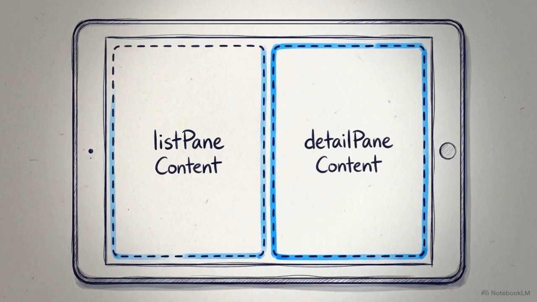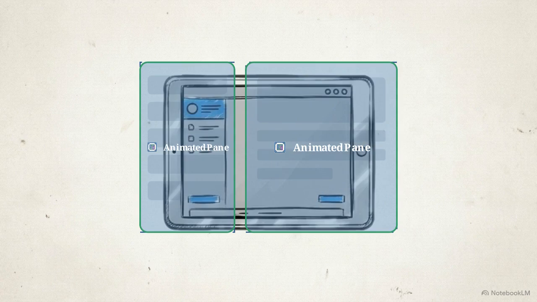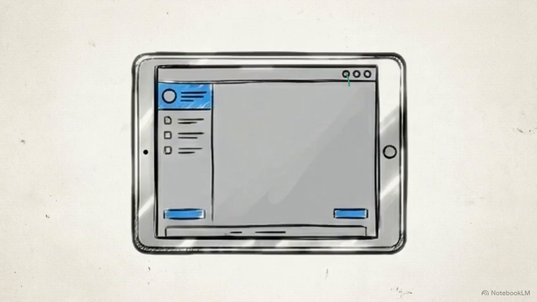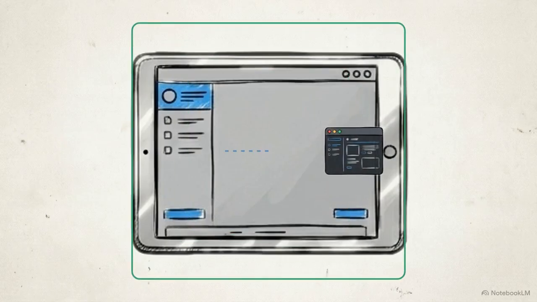For both of those parameters, you instruct the scaffold how to render your UI by wrapping your content inside the Animated Pane composable function. Animated Pane reads the current window size and automatically executes the complex sliding and fading transitions whenever the device is rotated or resized.